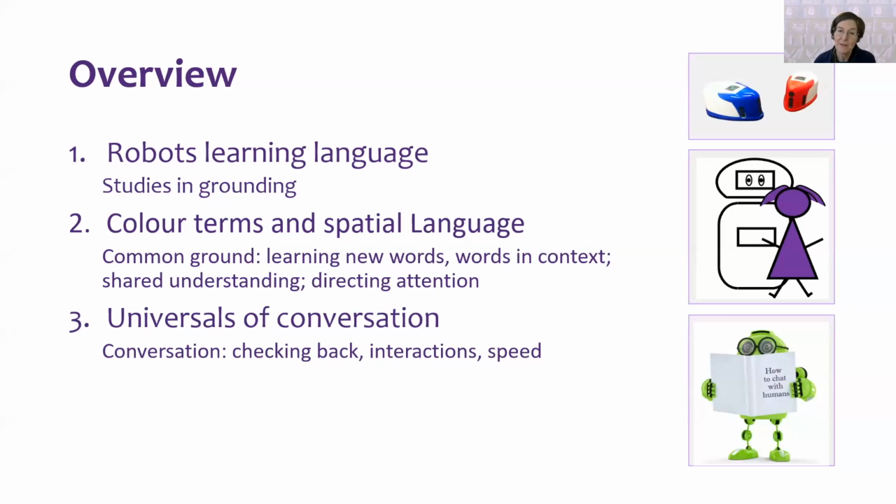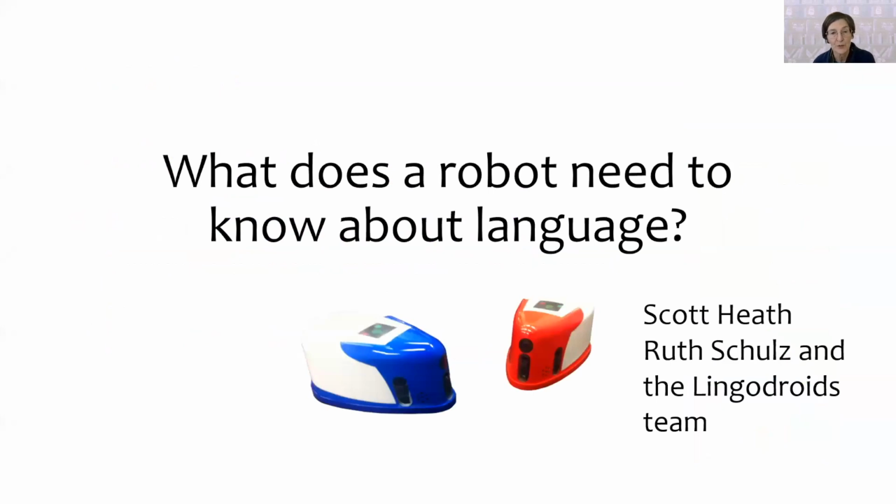I want to talk about fundamental principles of grounding, how robots can learn language, and then I'll use color terms and spatial language. Color terms are fundamental in cognitive psychology for probing how cognition works and categories work. And then I want to reach out a little bit further back to universals of language. Okay, so if we start, what does a robot need to know about language? We kind of ask this question, could a robot understand language? What would it even mean to understand? And from an engineering question, what aspects of language could a robot understand, and then demonstrate its understanding?